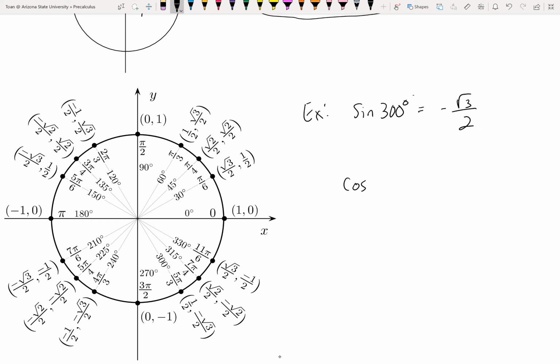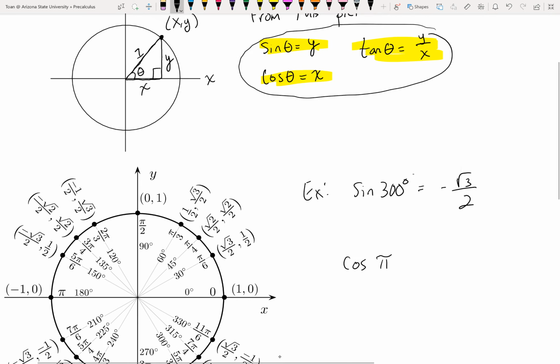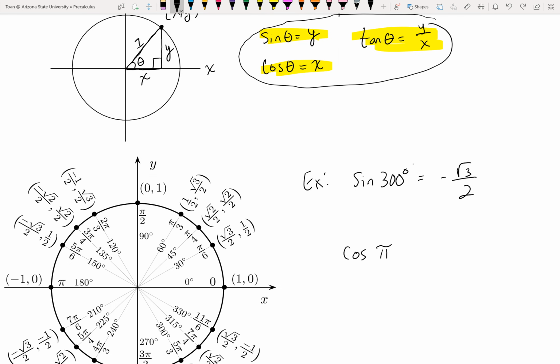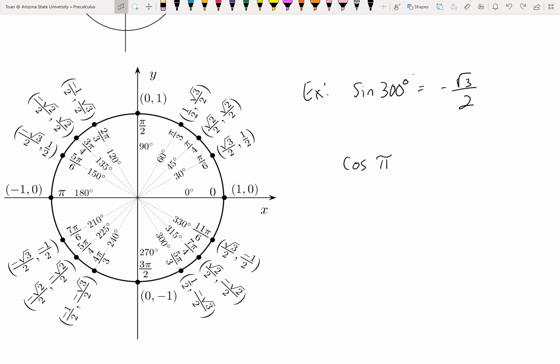What's cosine of pi? Well, I know that the cosines are the x values, right? So, okay, I look at pi radians. Here's pi. So here are its coordinates. What is the x value? Oh, the x value is negative 1. So I know that cosine of pi is negative 1. So you can see how if you have this chart memorized, answering or finding trig values is just a matter of looking.